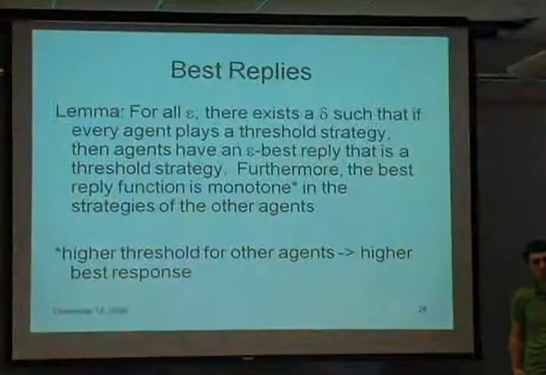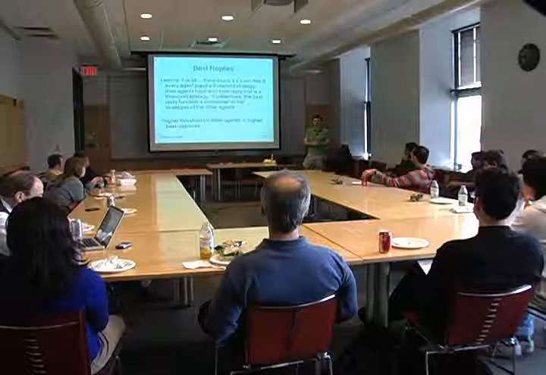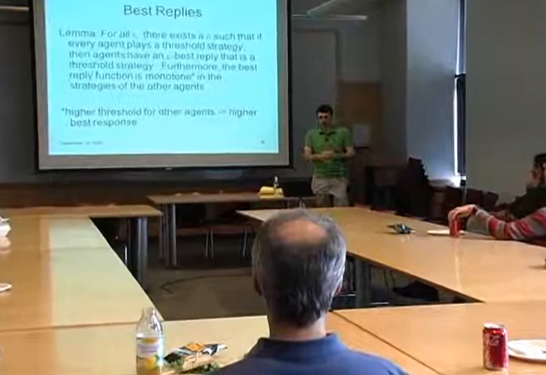Okay, so now we have a sense. Given a whole bunch of people using threshold strategies, we can give this nice mathematical description of how the distribution of wealth in the economy ends up. So now we have to go back and answer the question, why are these the right strategies? I gave some intuition, but why is it that these strategies are optimal for people?